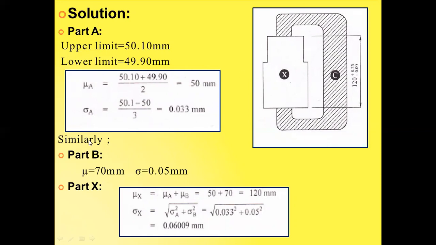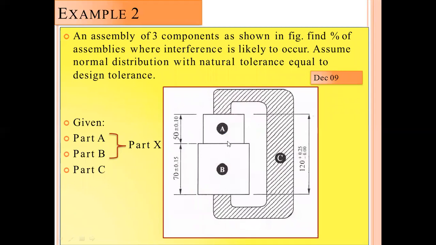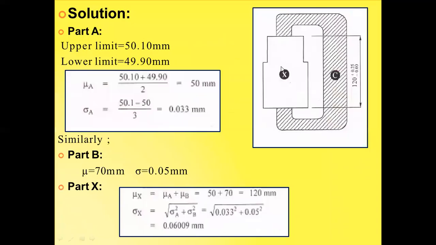Now we have to combine part A and part B as X. Part A plus part B means we are combining it, intersection. So that will be the part X, part A plus B. The arithmetic mean will be mu A plus mu B, the sum of the populations. So mu X is equal to mu A plus mu B. So that will become 120. Then the resultant standard deviation, sigma X, is equal to the square root of sigma A square plus sigma B square. So sigma A is 0.033 and sigma B is 0.05, so 0.033 square plus 0.05 square. So we will get sigma X, the standard deviation for part X combined, as 0.06009 mm.